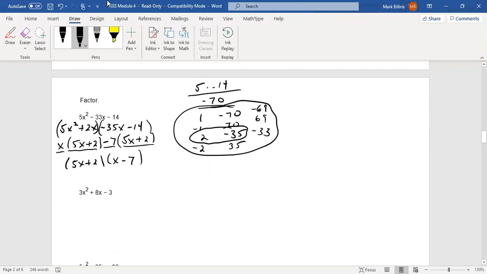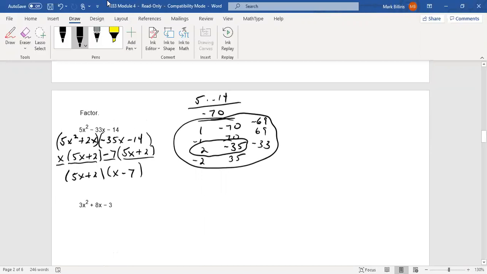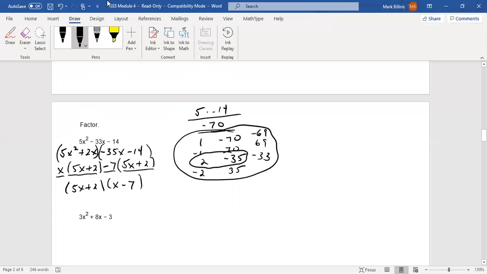So 3x squared plus 8x minus 3. Our first step in all factoring problems is to remove the greatest common factor. Nothing divides into all three of these. So next, I go to my AC method. So I multiply 3 times negative 3, and that gives me negative 9. So I'm going to write the factors of negative 9.